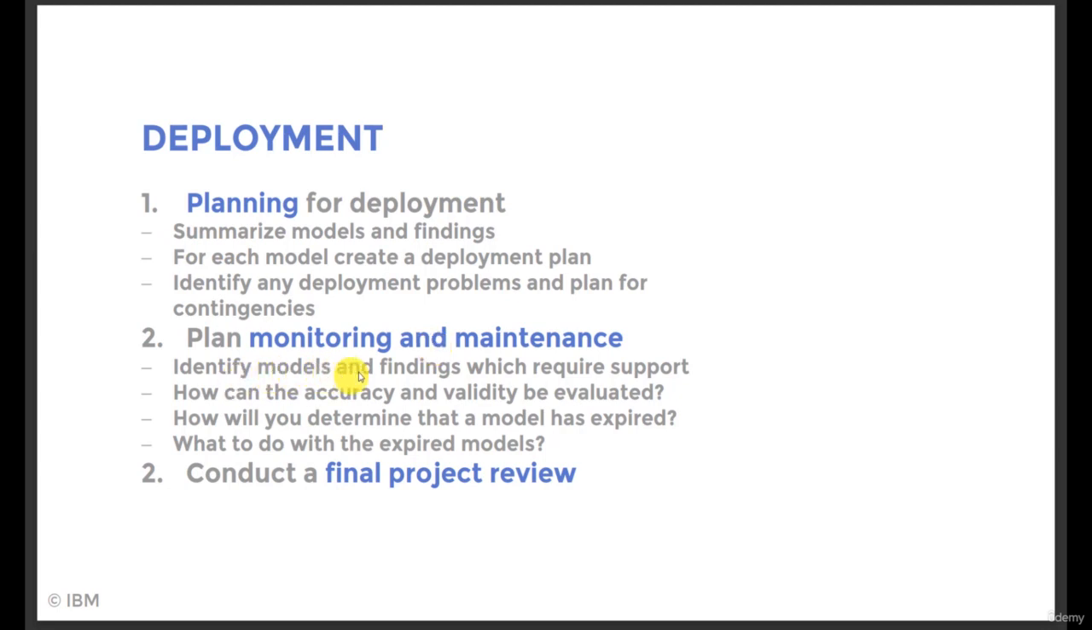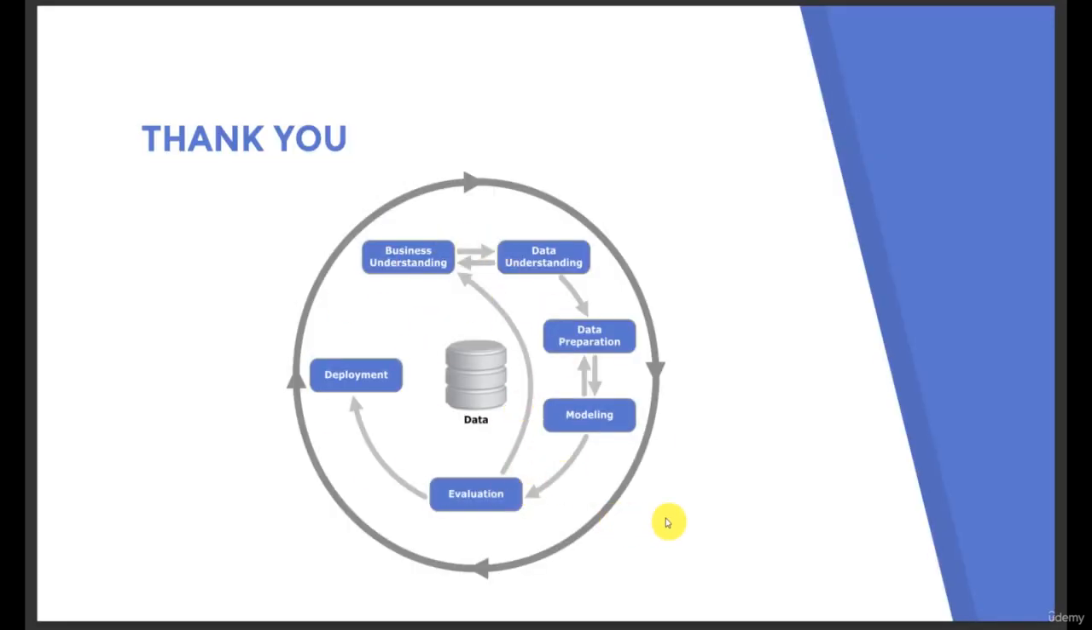So we identify models and findings which require support. How can the accuracy and validity be evaluated after the deployment? How will you determine the model has expired? What to do with the expired model? So all of these things will be taken care of carefully within this deployment step. And finally, we conduct a final project review. And these are all the steps that we have in this methodology, and this is a very popular methodology.